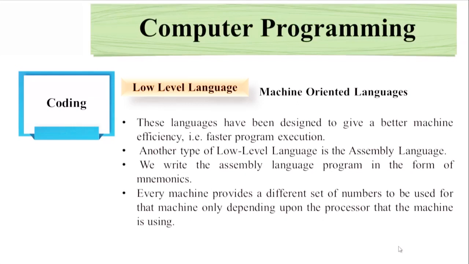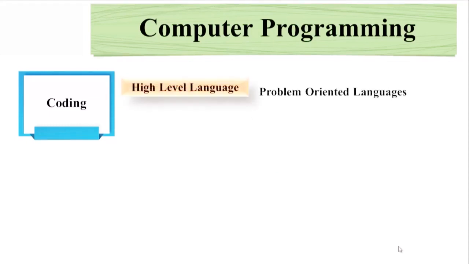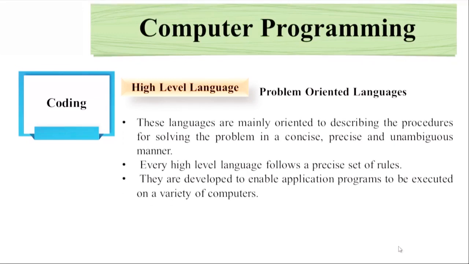Coding in low level, machine oriented language. These languages have been designed to give better machine efficiency, that is faster program execution. Another type of low level language is the assembly language. We write the assembly language program in the form of mnemonics. Every machine provides a different set of numbers to be used for that machine only, depending upon the processor that the machine is using. Coding in high level language, problem oriented language.